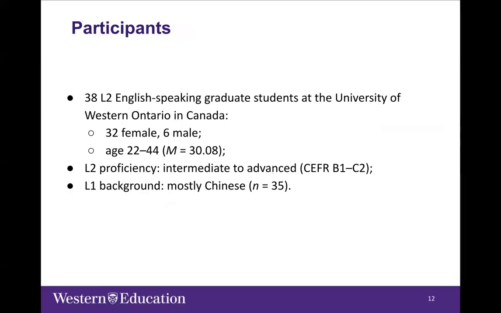There were 38 L2 English-speaking graduate students at Western University, aged between 22 and 44, who participated in this study. The majority were reported as intermediate to advanced English users, and most reported Chinese as their dominant language.